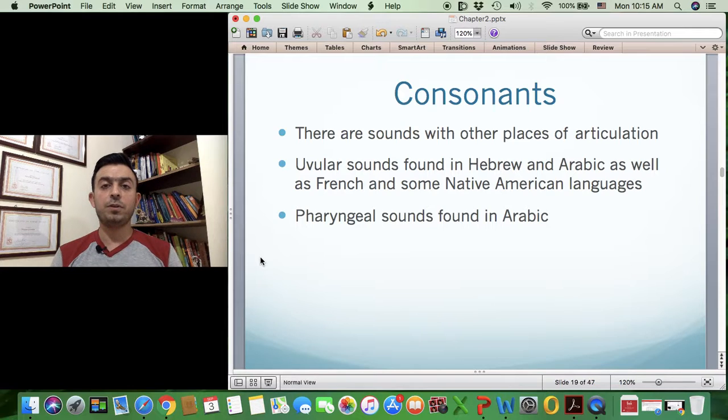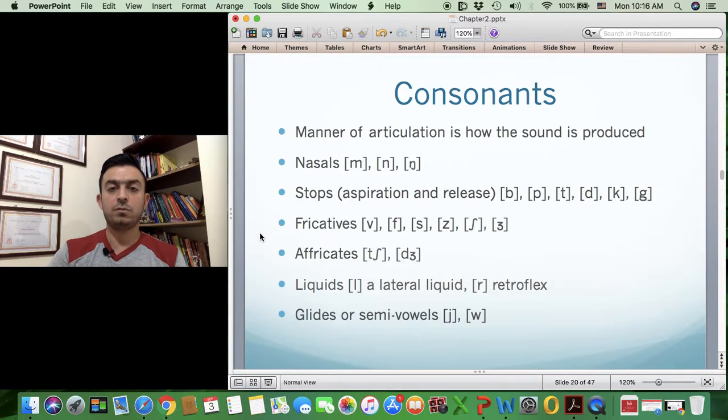So, uvular sounds, for example, are found in Hebrew and Arabic, also in French and some Native American languages. The pharyngeal sounds are found in Arabic. So pharyngeal sounds are the ħ and ʕ. Basically, ħ is similar to h. It's a glottal, but it's pharyngeal, because we basically close the pharyngeal wall to narrow the passage of the air to end up saying the ħ sound or the ʕ sound. So these are pharyngeal sounds.